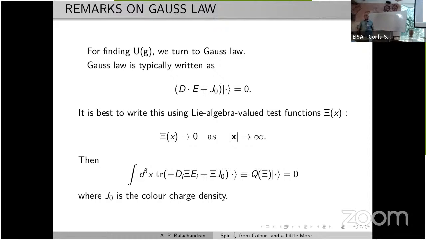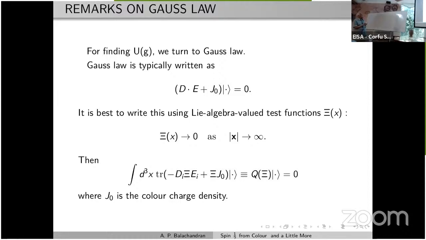The Gauss law is very important. Somebody said we will ignore the Gauss law, or we will only use it, and it may not matter, and so on. But without the Gauss law, one cannot define even electric charge, let alone superselection sectors. So we start with the Gauss law and write it in the usual way in the non-abelian case. E is the non-abelian electric field, this covariant derivative D acts on E in the usual way, and J zero is the charge density of the matter system.